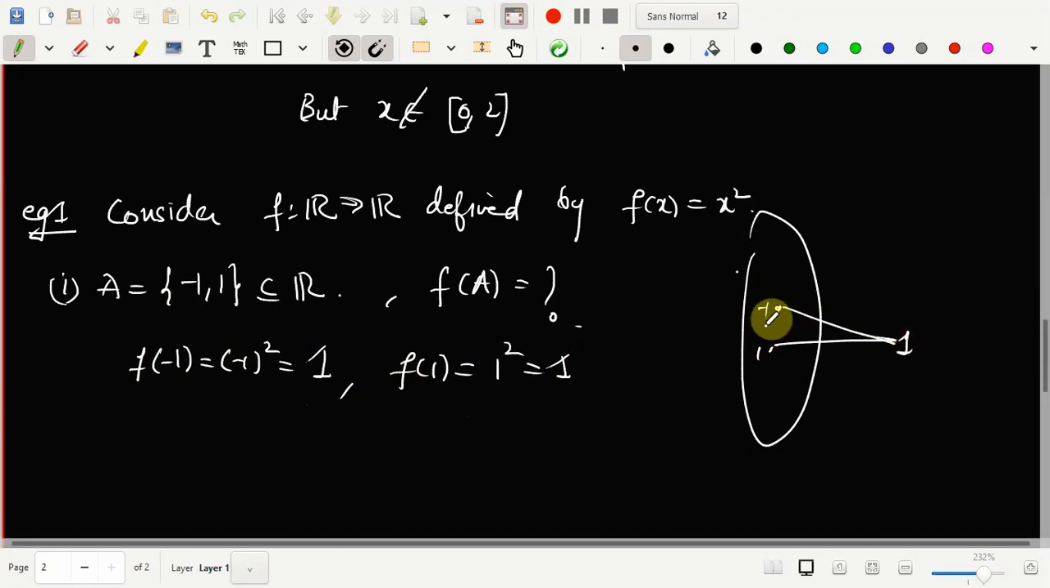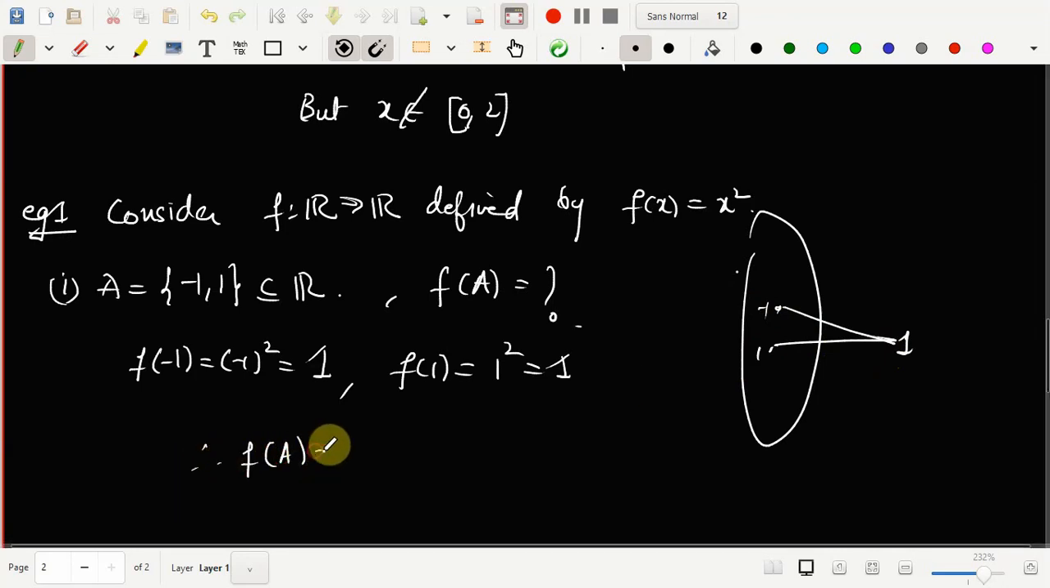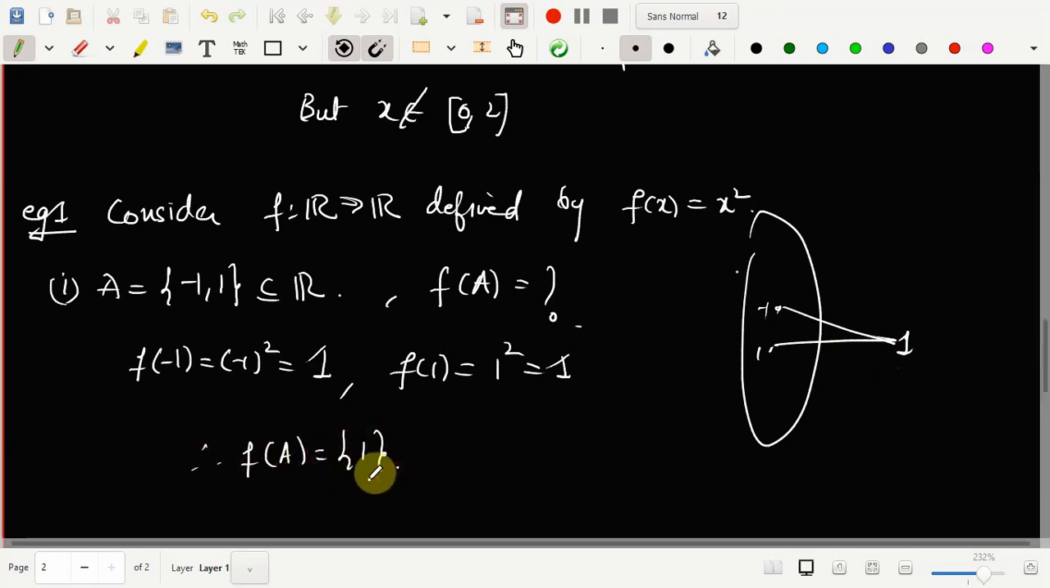Therefore, if I consider the image subset of this set {-1, 1} under f, it's going to be the singleton set {1}. So therefore, f of A is nothing but the singleton {1}.